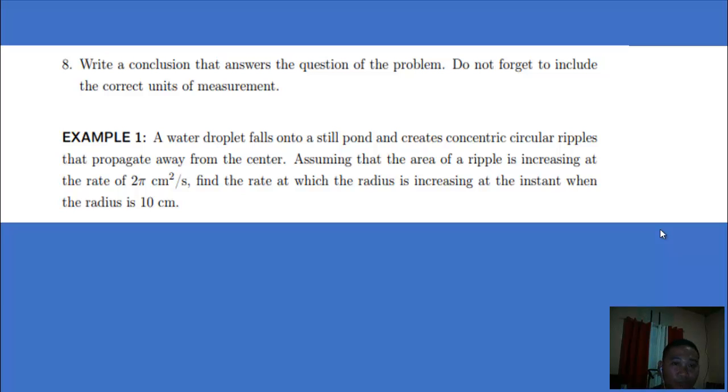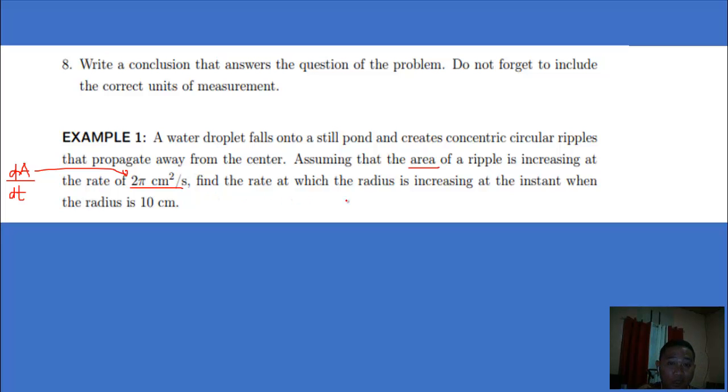Example number 1. A water droplet falls onto a spill pond and creates concentric circular ripples that propagate away from the center. Assuming that the area of a ripple is increasing at the rate of 2 pi square centimeter per second, so ito na yung ating rate of change. So, here is our rate of change with the area itself. So, pwede natin sabihin that this is the derivative of the area in terms of time. So, we call that one dA over dt is equal to 2 pi square centimeter per second.